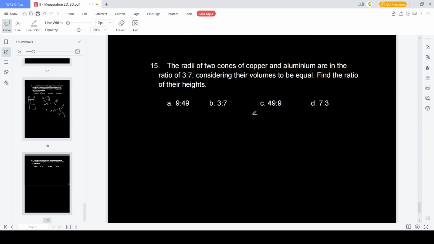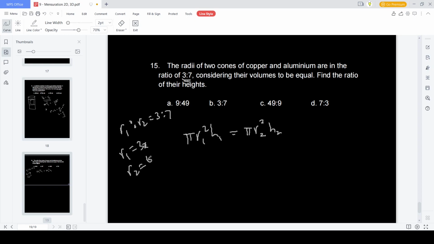Last question. Radii of two cones of copper and aluminium are in the ratio 3:7. Considering their volumes to be equal, find the ratio of their heights. So the radii of the cones are in the ratio 3:7. Their volumes are equal. So I can write pi r1 square h1 equal to pi r2 square into h2. The radii are in the ratio 3:7, so r1 is to r2 is 3:7. So using the ratios concept again, r1 can be written as 3x, r2 can be written as 7x.